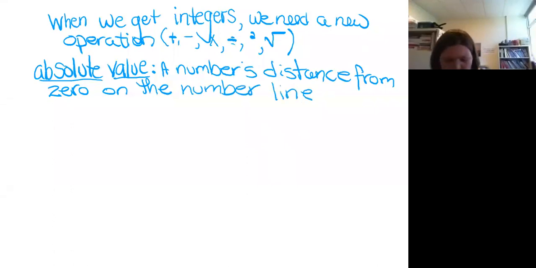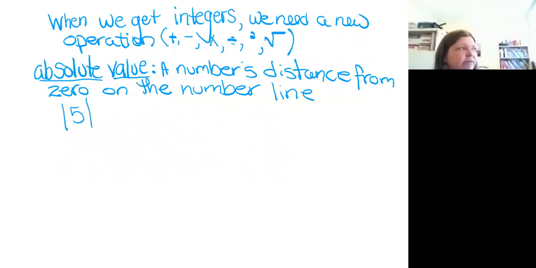Of course, there was no reason for absolute value back in the time before negative numbers, because it's really silly to talk about the absolute value of 5. How far is 5 from 0 on a number line? What a silly question. We call him 5 because he's only 5 away from 0. But the second we get to negative numbers, it suddenly makes sense. This operation actually does something. It gets a little more exciting.